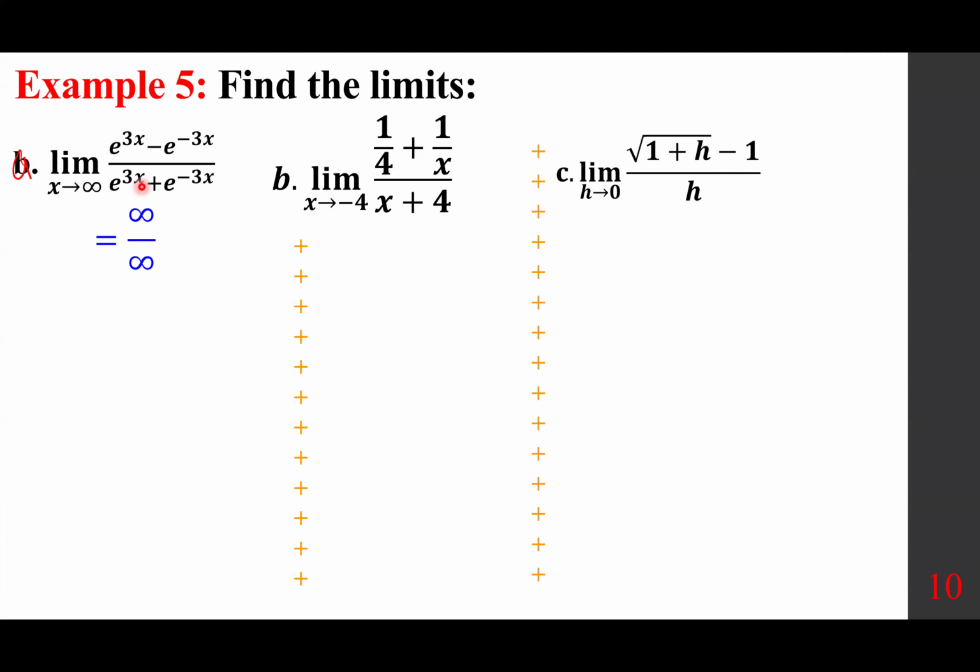I hope everybody's okay with this. And of course, as x goes to infinity, this is a negative exponent. Each one goes to 0. The answer is 1 over 1, or simply 1.